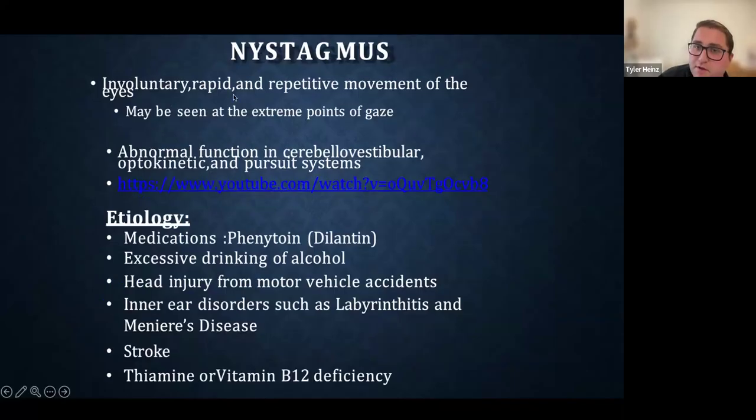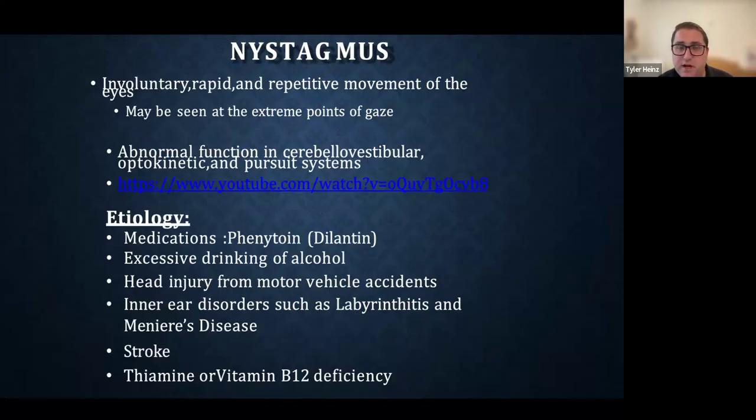Nystagmus is an involuntary, rapid, repetitive movement of the eyes, may be seen at the extreme points of gaze, and is an abnormal function in the cerebrovestibular, optokinetic, and pursuit systems. And you have a YouTube video here that goes a little more in depth with it. But again, this can be caused by medications, excessive alcohol, head injury, Meniere's disease, labyrinthitis, stroke, thiamine and vitamin B12 deficiency. It could even be due to things like previous eye surgery, for example.